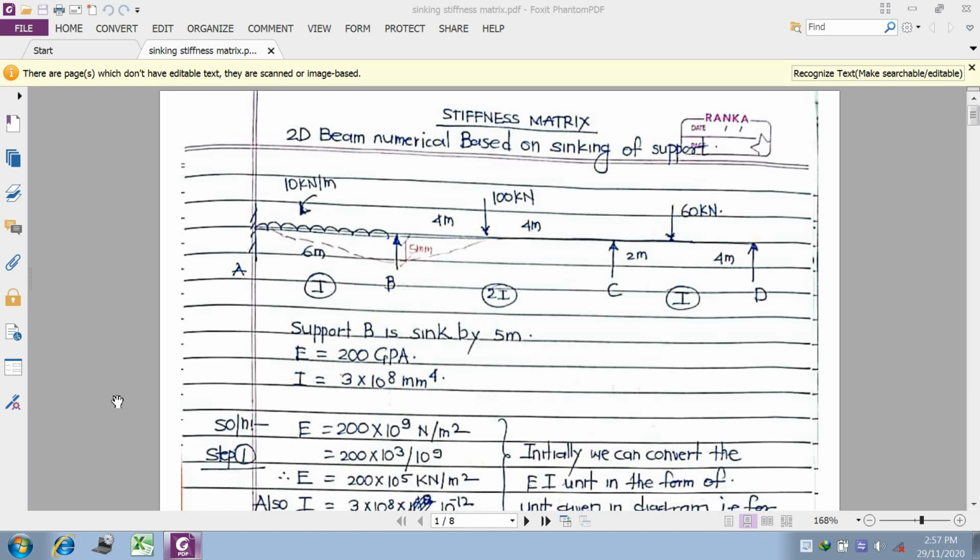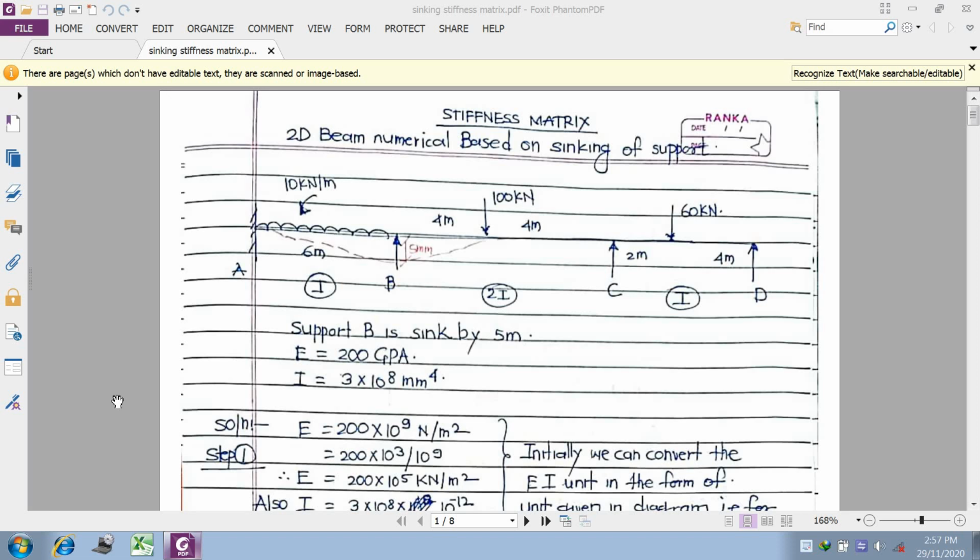Students, today we will see the next type of numerical in the stiffness matrix, that is the 2D beam numerical based on sinking of support. Basically this type of numerical is also asked in your examination for about 14 marks.